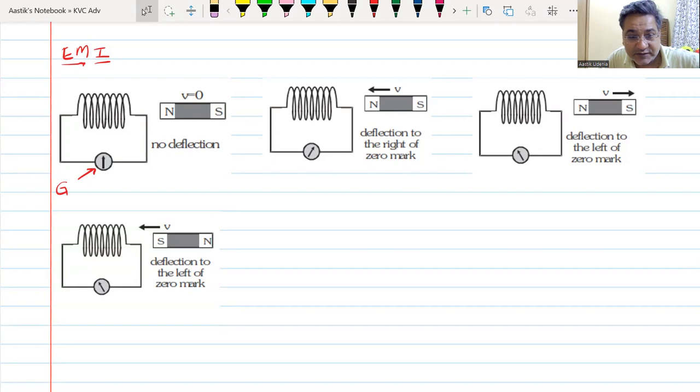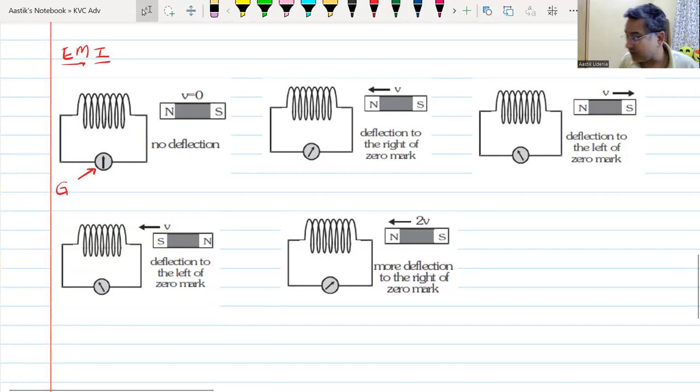Are we able to understand what I am saying here? Yes, sir. So these were the experiments that were conducted in different cases, and we saw that whenever there was relative motion between the magnetic field, or the source of the magnetic field, and the coil, an EMF is induced in the coil.